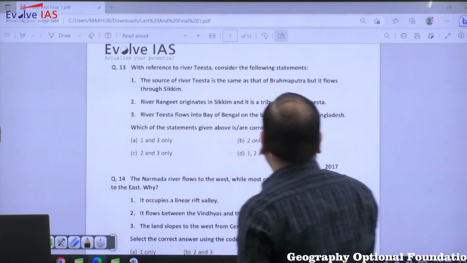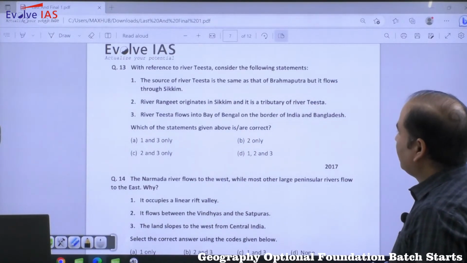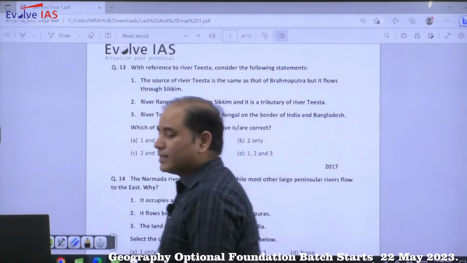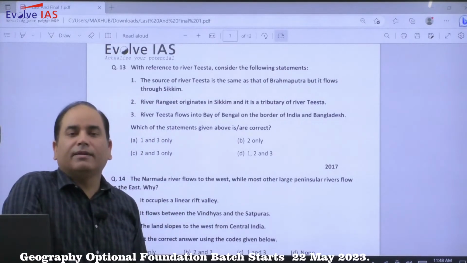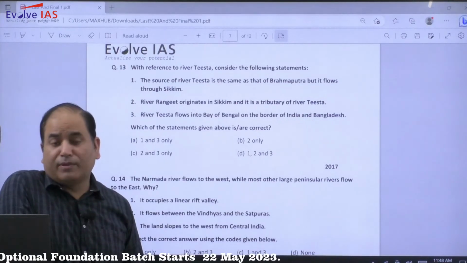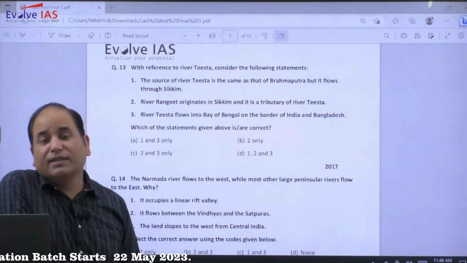Moving to next question. That question has been asked in 2017. With reference to river Teesta, consider the following statements. Teesta is a very interesting river. Why? Because presently the Teesta is a tributary of Brahmaputra, but earlier this was a tributary of Ganga.